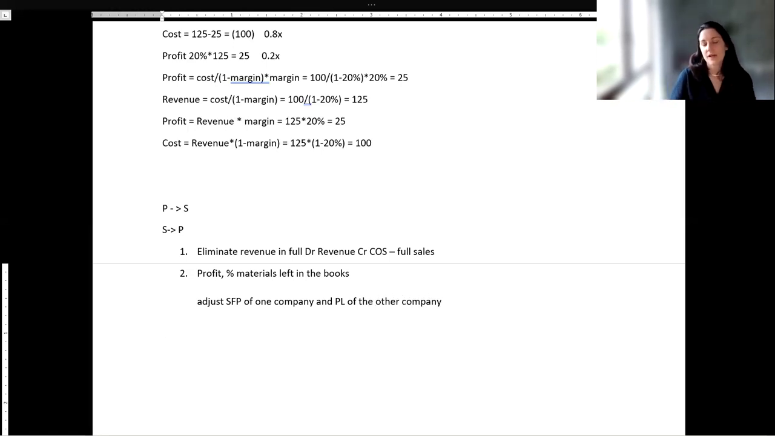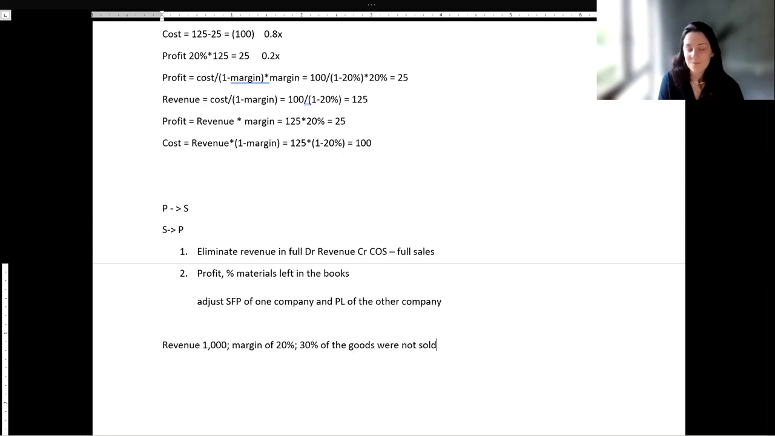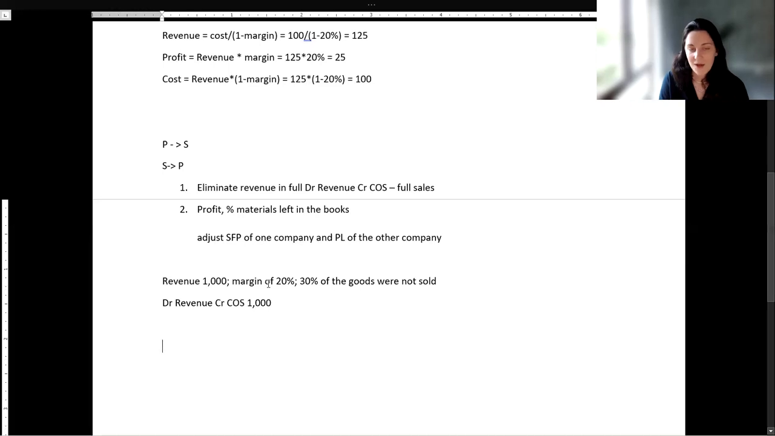So let me give you a numerical example. Imagine that we have revenue of 1,000. Imagine that we have, let's say, a margin of 20%. Imagine that, let's say, 30% of the goods were not sold. So what are we going to do in this situation? We are going to take away the full value of revenue and cost of sales, so this 1,000. Then we're going to work on provision for unrealized profit.